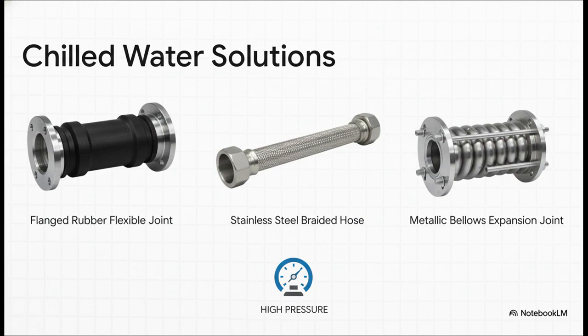Okay, but that's for air. What about high-pressure pipes, like for chilled water? A small leak in an air duct is one thing, but a burst water pipe, that's a whole different kind of disaster. For these, we need connections that are way more robust and are actually rated to handle the pressure.